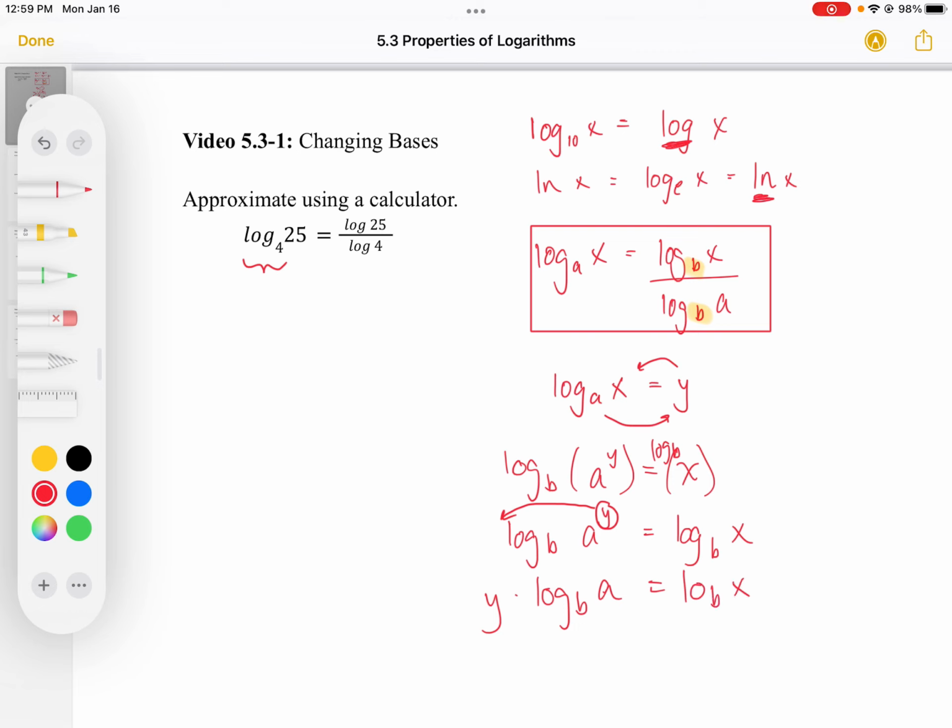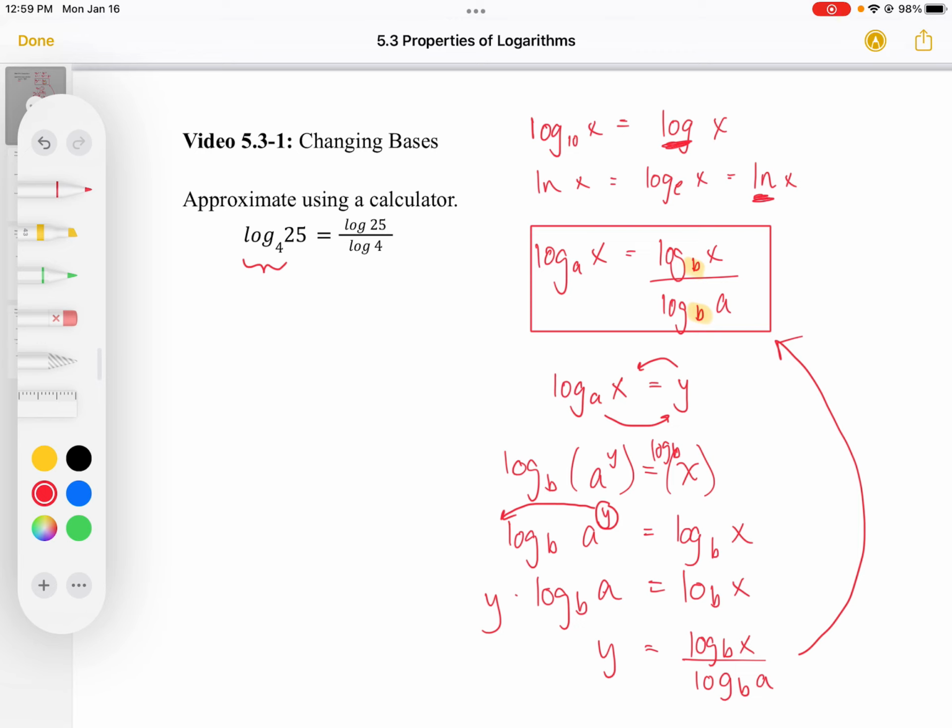And now, if I just divide both sides by log base b of a, we see that on the right side I have log base b of x divided by log base b of a. And that is my change of base formula.